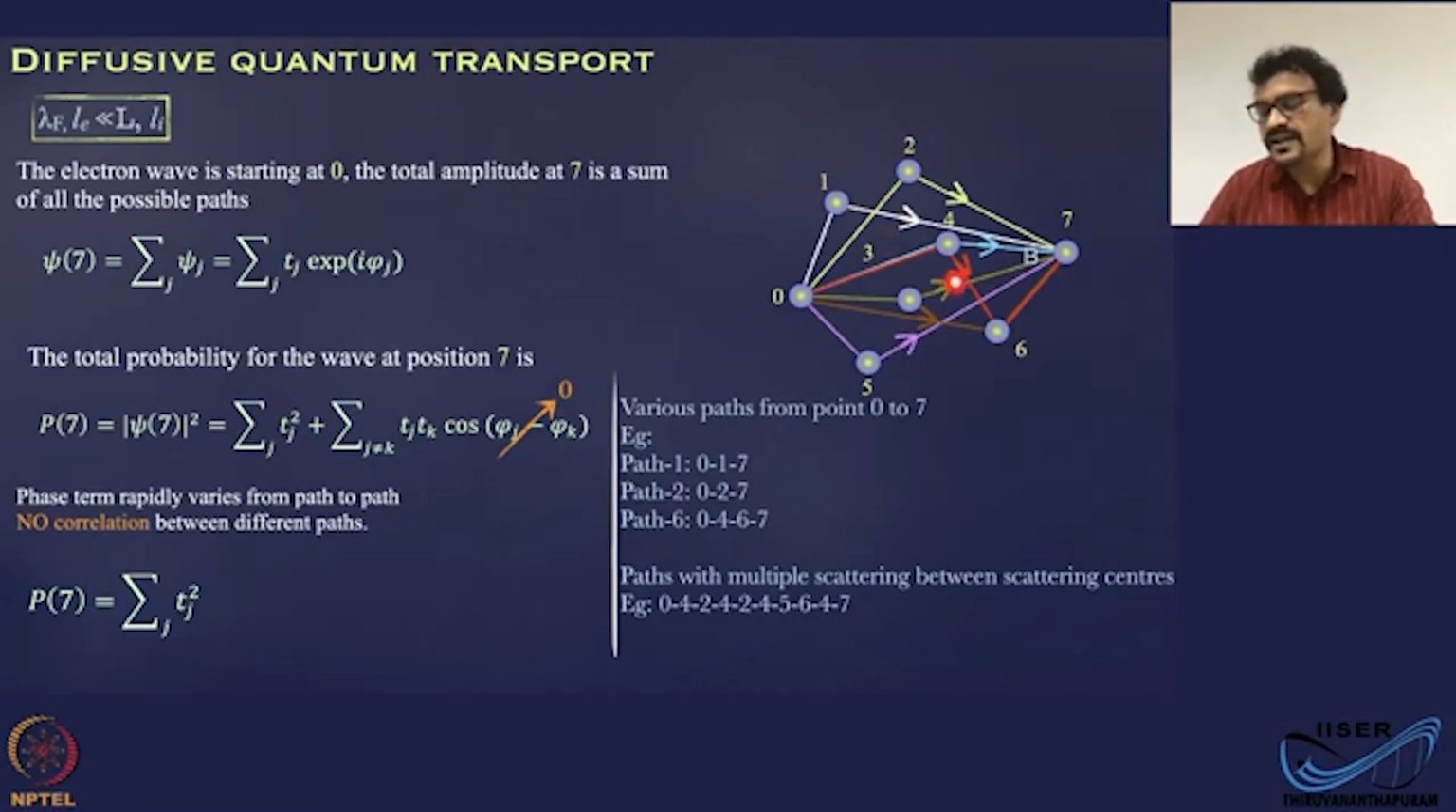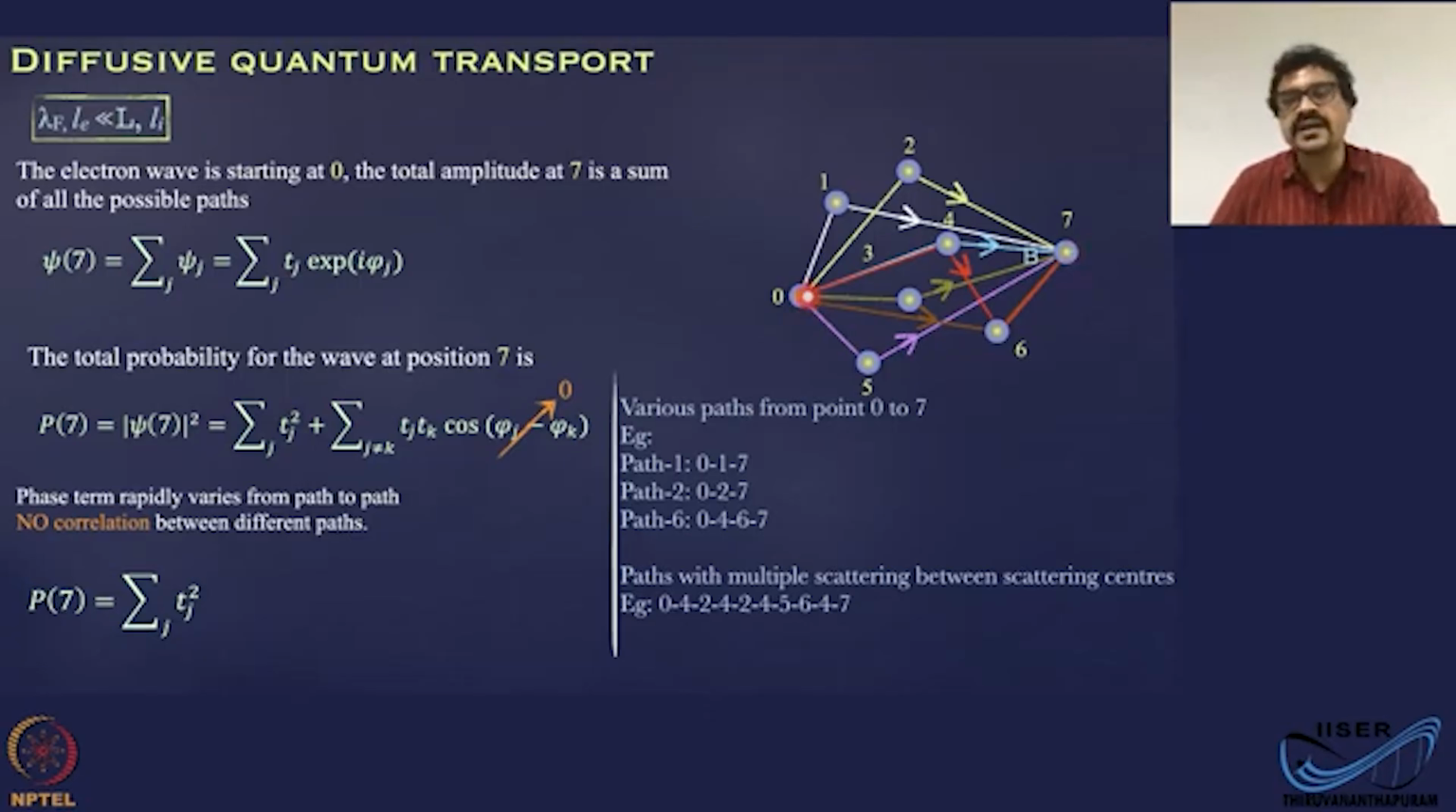Now, let us consider that you have a system with a lot of scattering points for the electrons. There are many scattering centers. Now let's consider, for example, the propagation of the electron waves from the point 0 to the point 7. So we are looking at one particular instance where an electron is starting at a point labeled 0, and after many scatterings, it reaches the point 7.